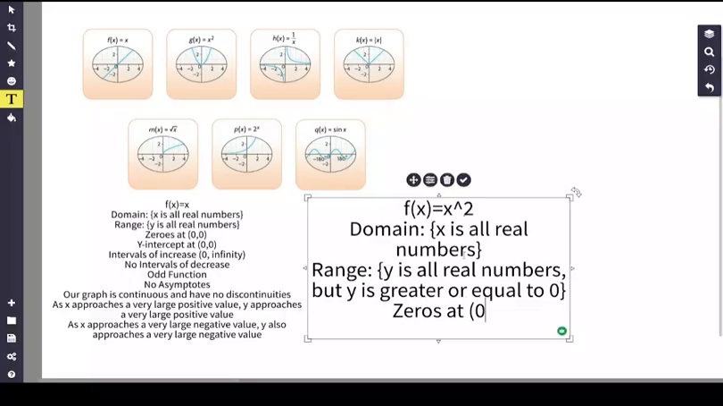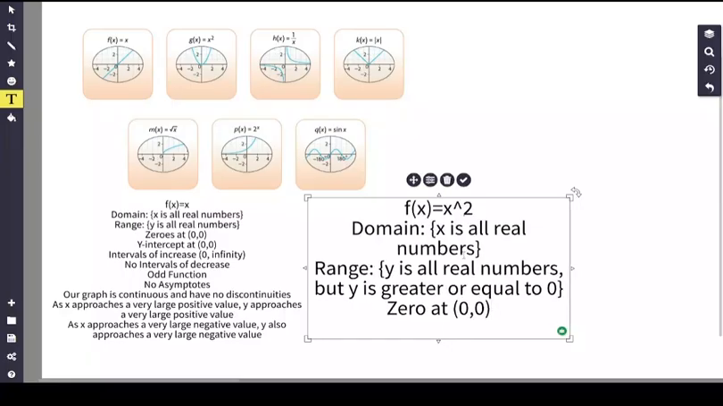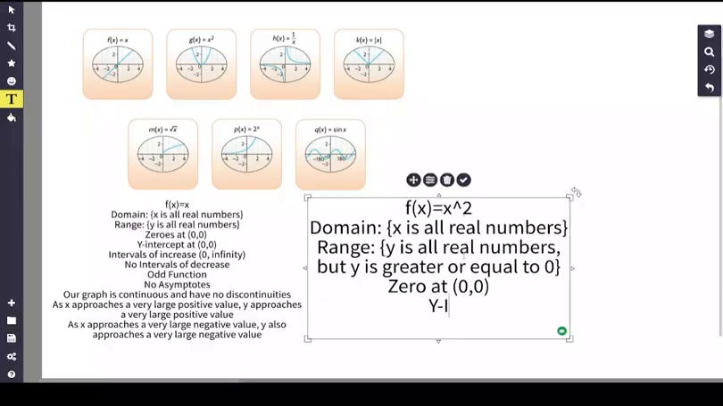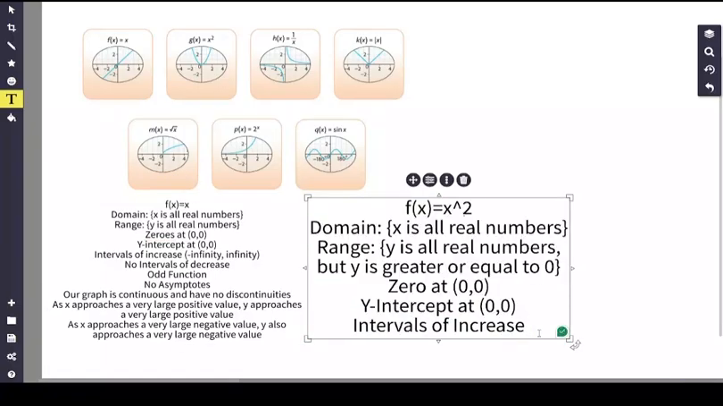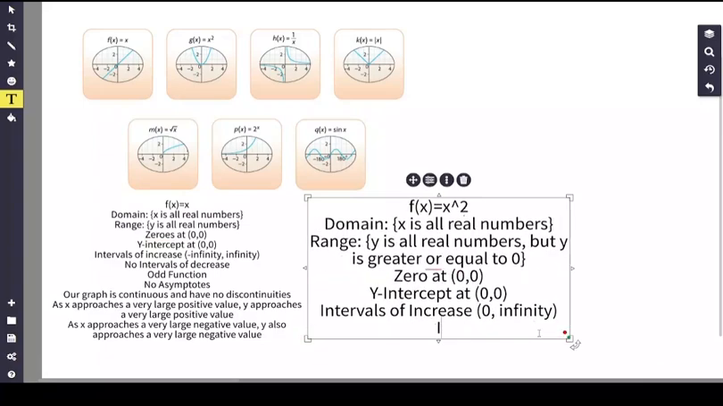Zeros at (0, 0). Notice that we don't have any other zeros. Y-intercept also at (0, 0). Intervals of increase. Oh sorry, I just made a mistake. The intervals of increase for this one are 0 to infinity, and intervals of decrease is negative infinity to 0.